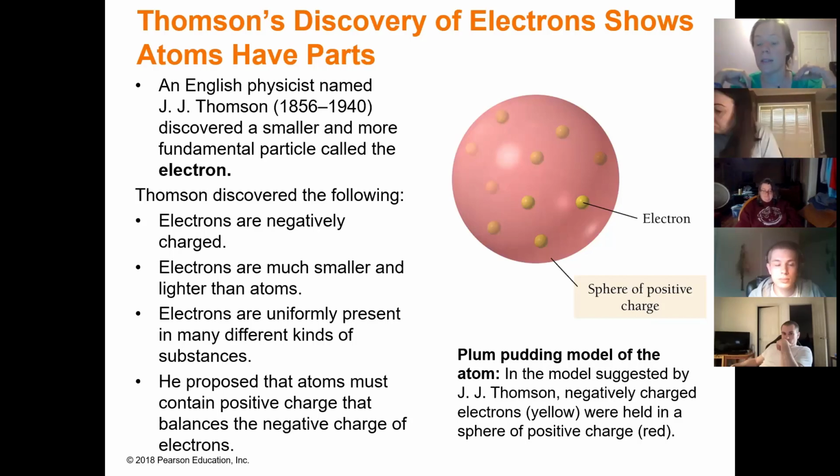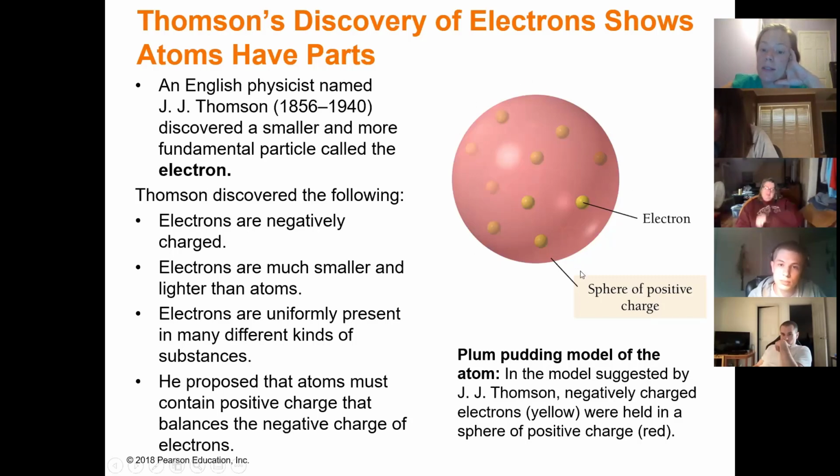He didn't know about the nucleus. He just knew that it didn't matter what the material was, gold or copper or hydrogen, whatever. They all had these things called electrons, different numbers of them, and that these electrons had a very small mass and they had a negative charge, but they were uniform across all substances. Now, the atom as a whole has a neutral charge.